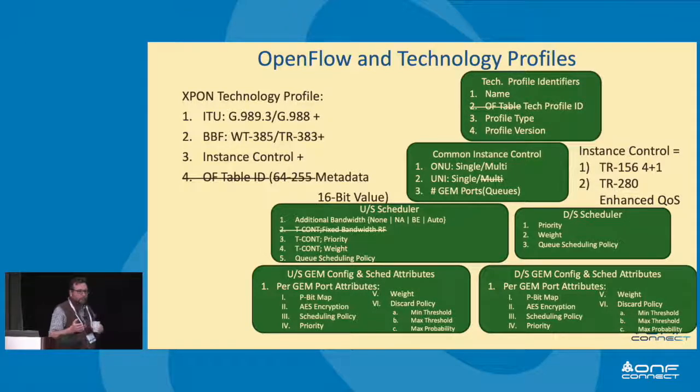But as it turned out, when an operator defines a service, like a high-speed internet service, typically that service looks the same from subscriber to subscriber. The variable part of that is mainly the bandwidth profile, which is separate from the technology profile. The technology profile defines the bones of a service, like a TCON or a GEM port. It defines schedulers, discard policies, and a few other things that are specific to PON, such as whether you want AES encryption on a GEM port or not.